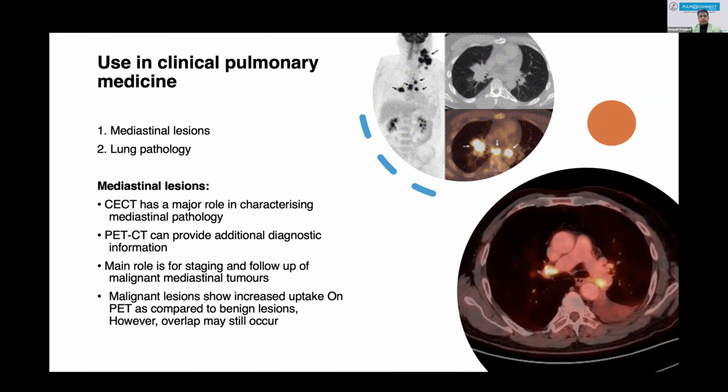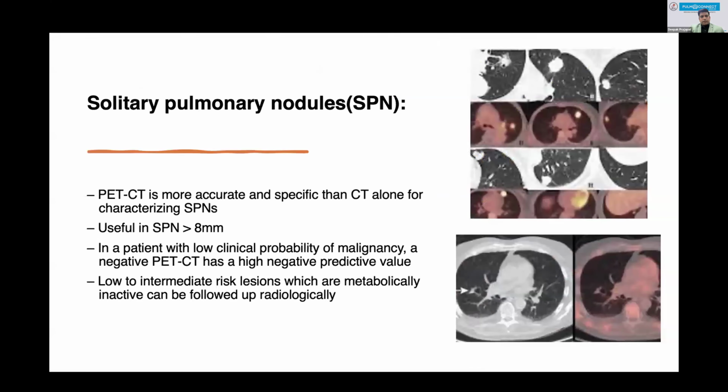Then malignant lesions show increased uptake on the PET-CT as compared to benign lesions. However, overlap may still occur. As I depicted in the image, the upper image is of a diagnosis of tuberculosis and the lower image is of a malignant disease. So in both conditions, the uptake is there. The uptake basically tells us how metabolically active the lesion is.